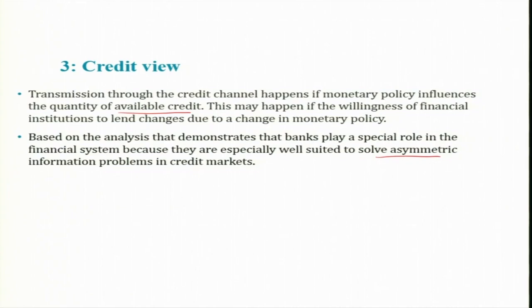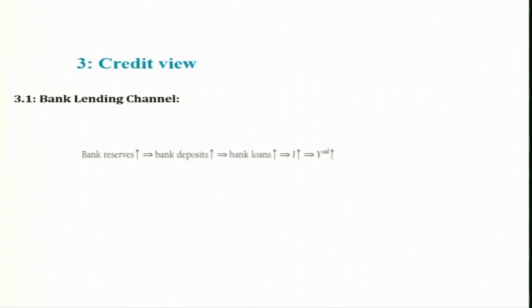So, let us see through which credit view channels monetary policy can affect aggregate demand. The first one is the bank lending channel. Here an expansionary monetary policy increases the bank reserves. You know that with an expansionary monetary policy, be it open market operations or lending through the discount window, the bank reserves will increase. Increased bank reserves mean bank deposits also increase, and this raises the quantity of bank loans available.